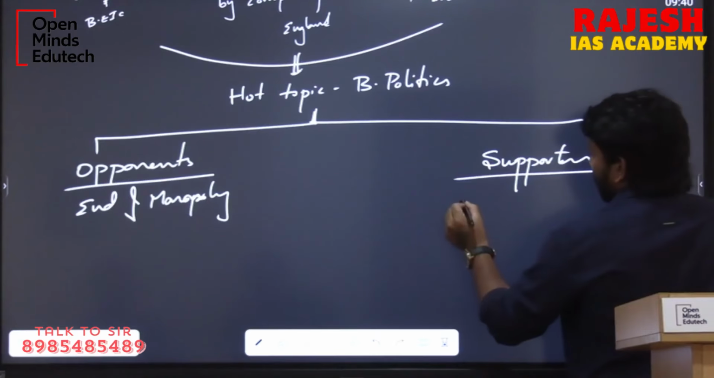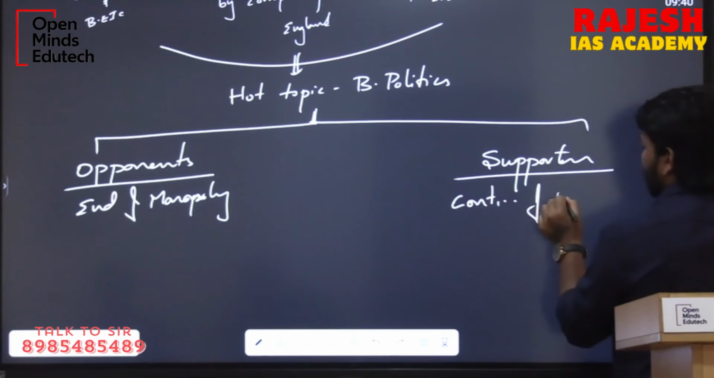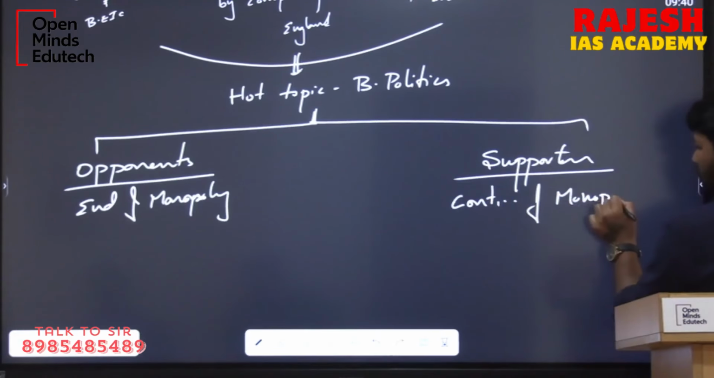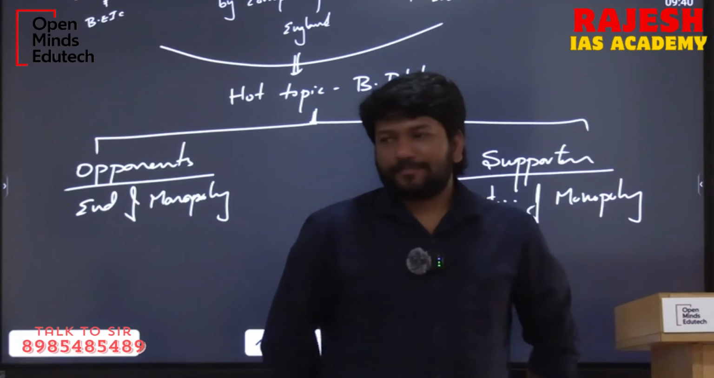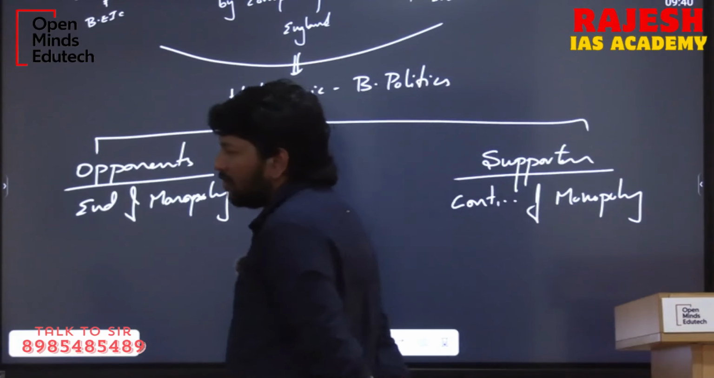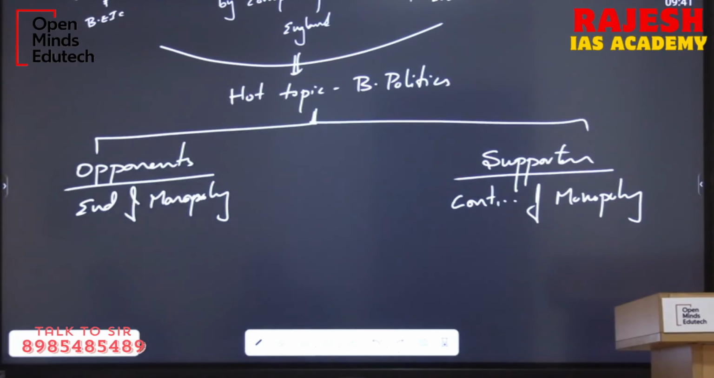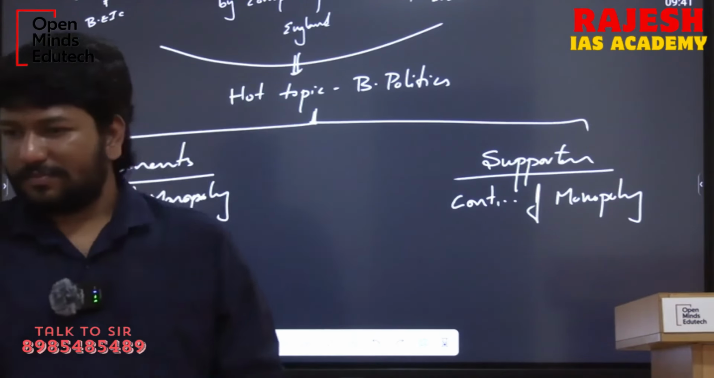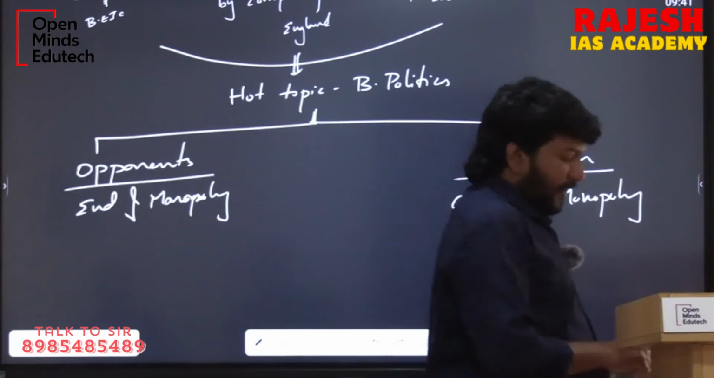Then the other group, the supporters. What will they say? Continuation of monopoly. Continuation of monopoly. So write on the opponent side.